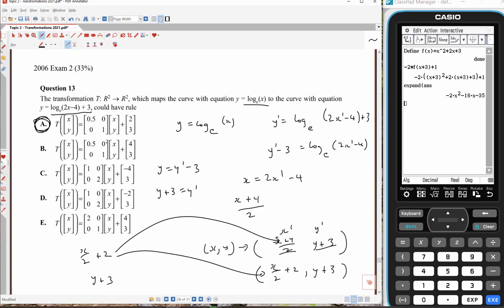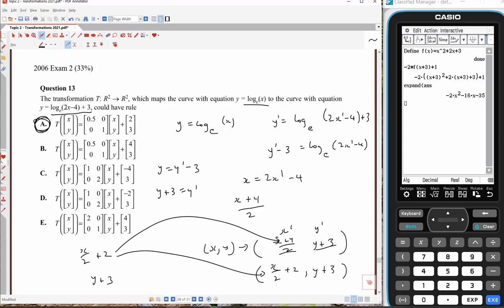So that's our answer. This one here is x on 2 plus 4, y plus 3. That's take 4, so that's not even the right direction. That one there can't be right. So definitely this one here.